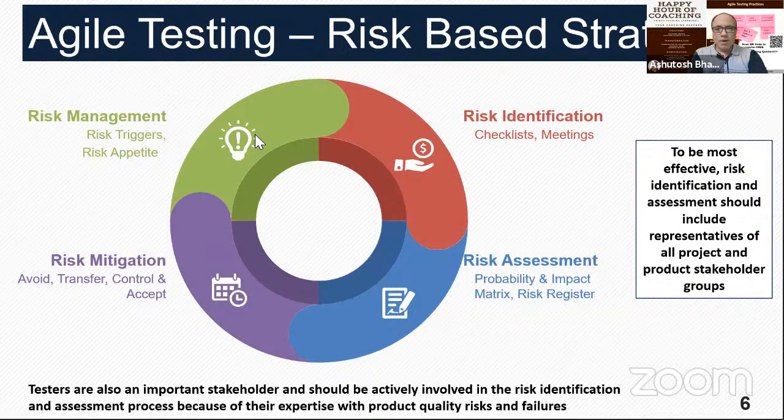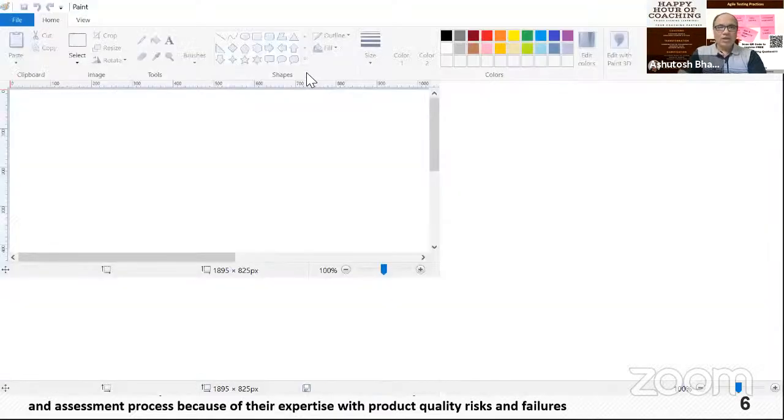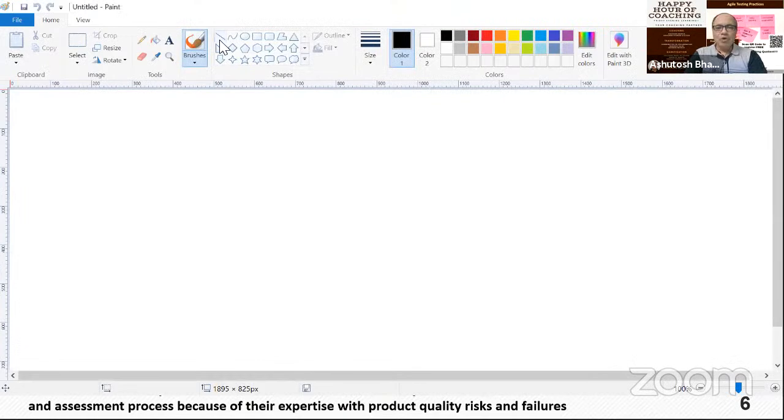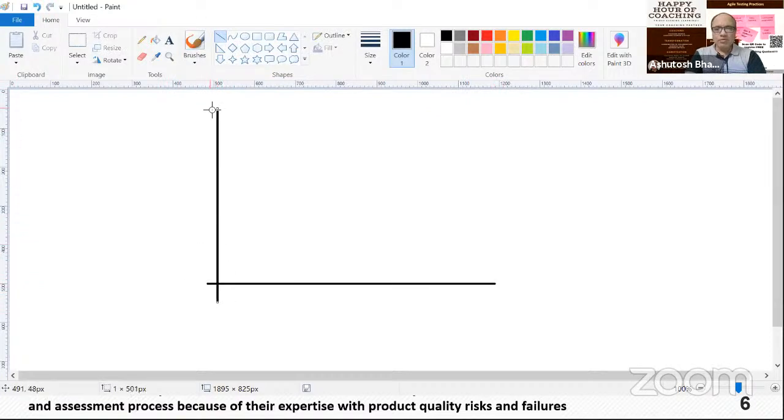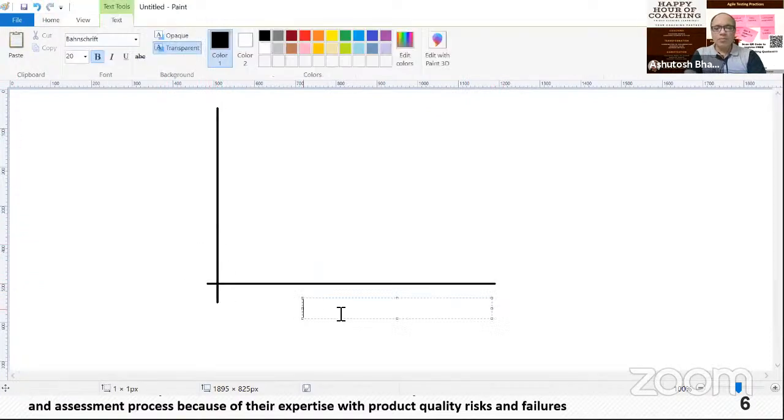Now, one of the important things we also do in a risk-based testing strategy is we plot a burn down chart. Now, I'm not talking about a normal burn down chart. Okay, just to make things clear here, I'm talking about a risk burn down chart. So what does a risk burn down chart show? A risk burn down chart shows just like a normal burn down chart.